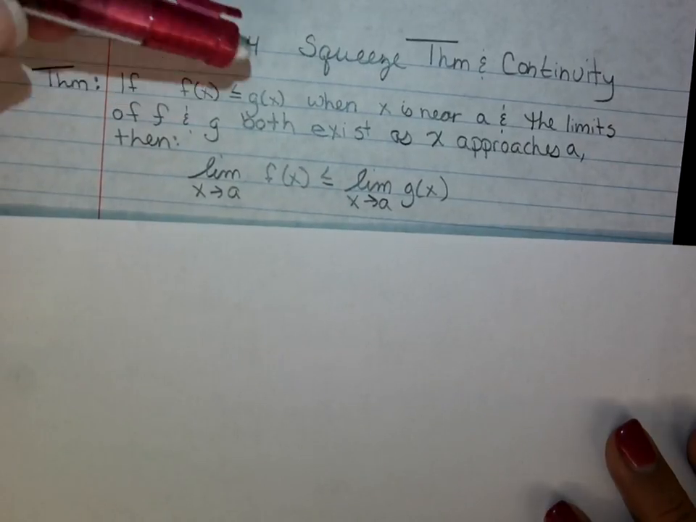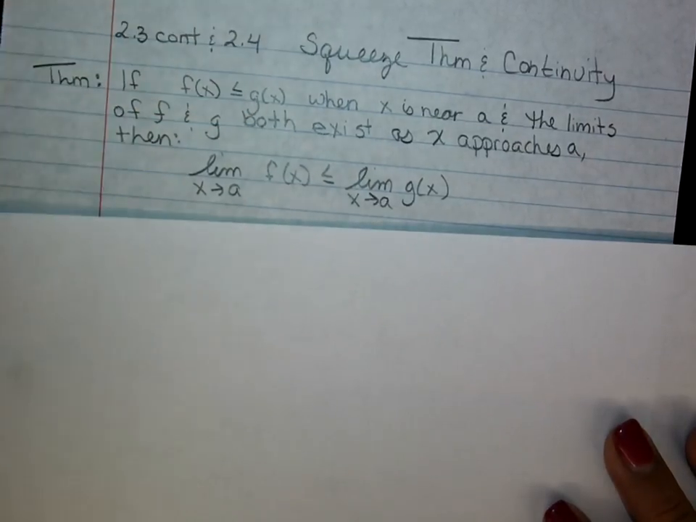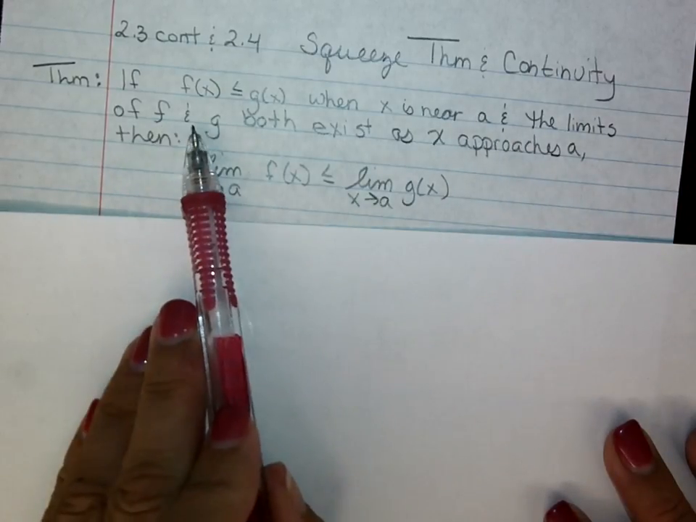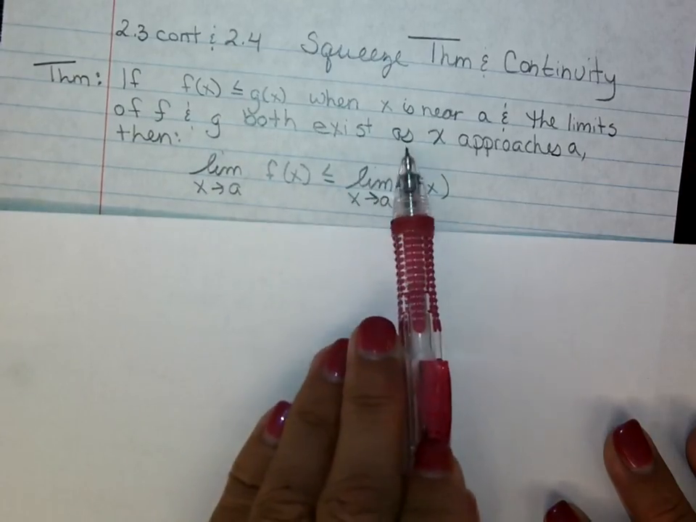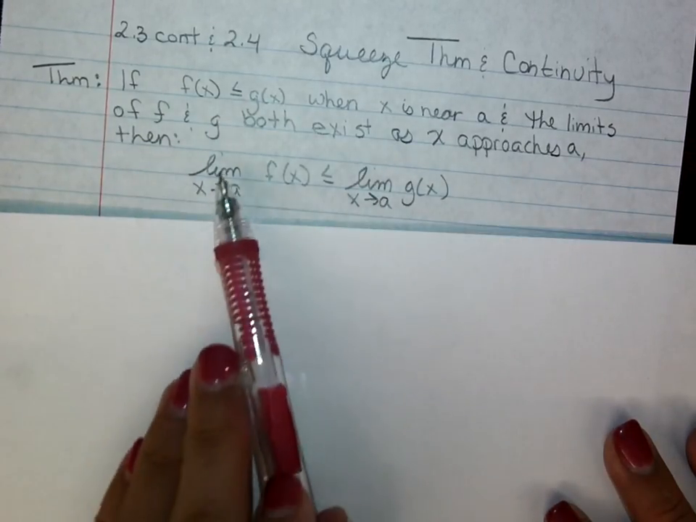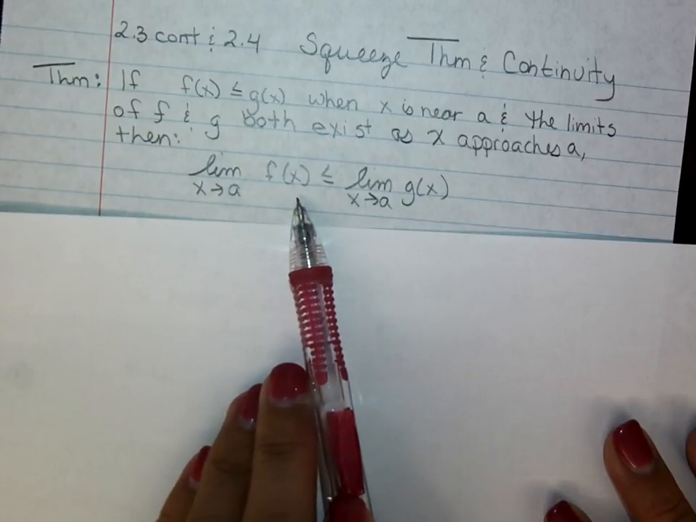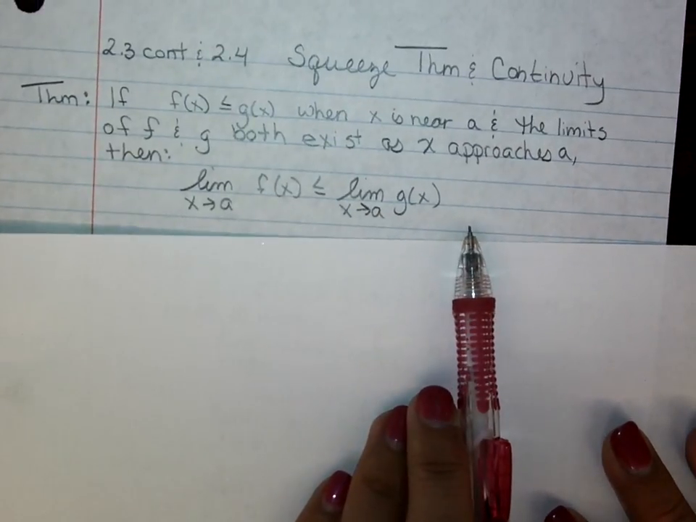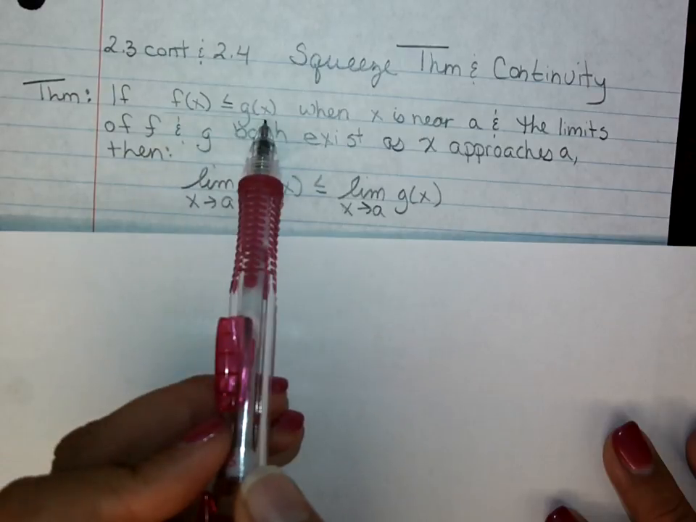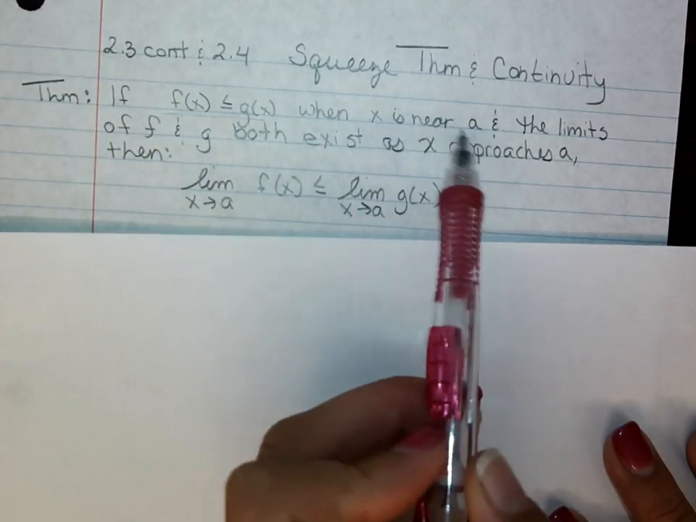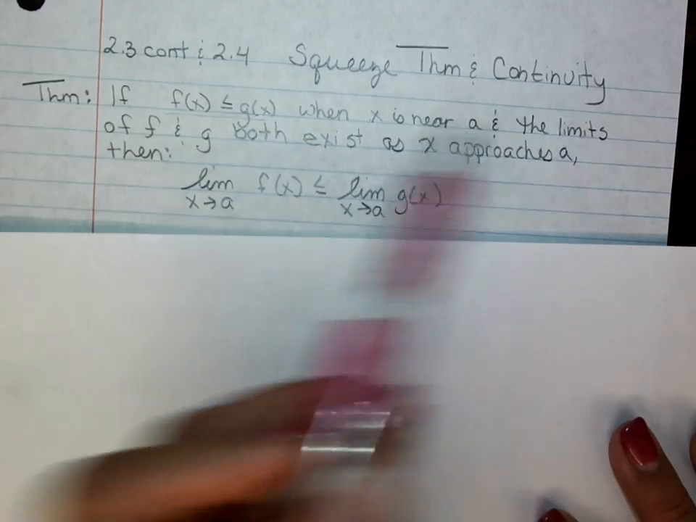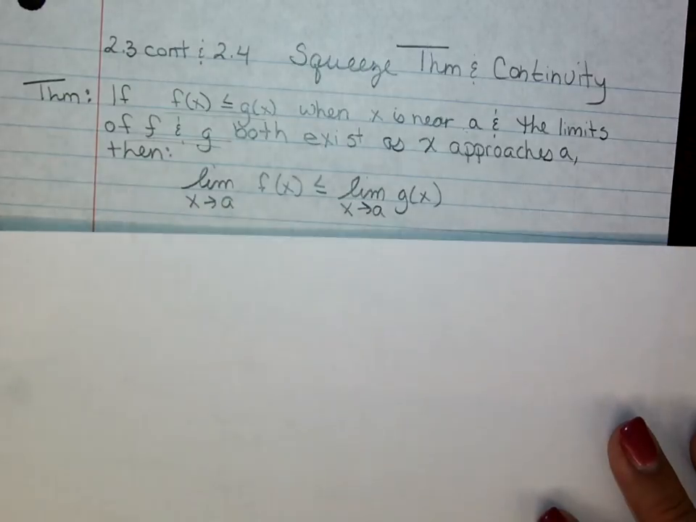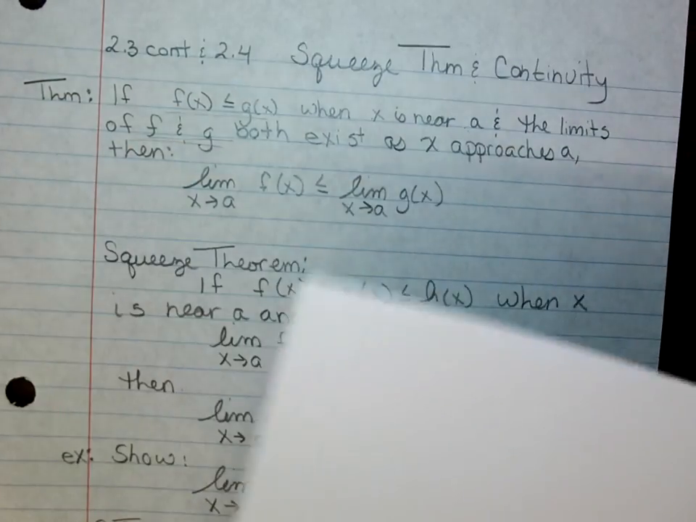If f of x is less than or equal to g of x when x is near a, and the limits of f and g both exist as x approaches a, then we can say the limit as x approaches a of f of x is less than or equal to the limit as x approaches a of g of x. So if we know this about the functions, and we know it's true when x is near a, and both limits exist, then we can say this is true. This will help us when we look at the squeeze theorem.